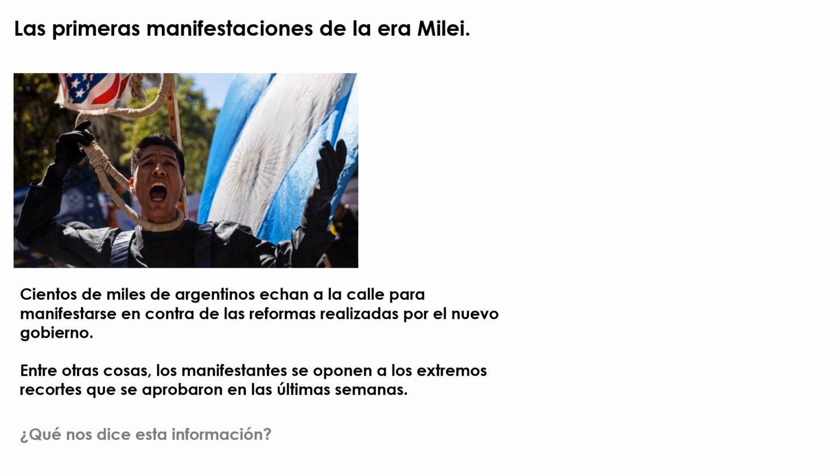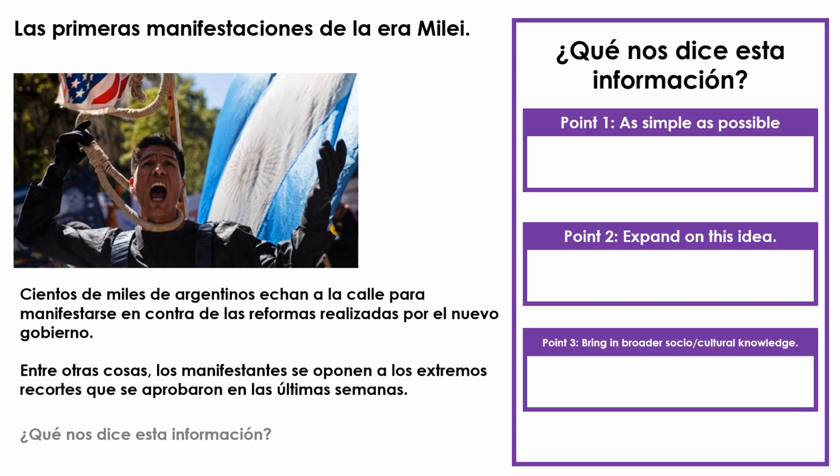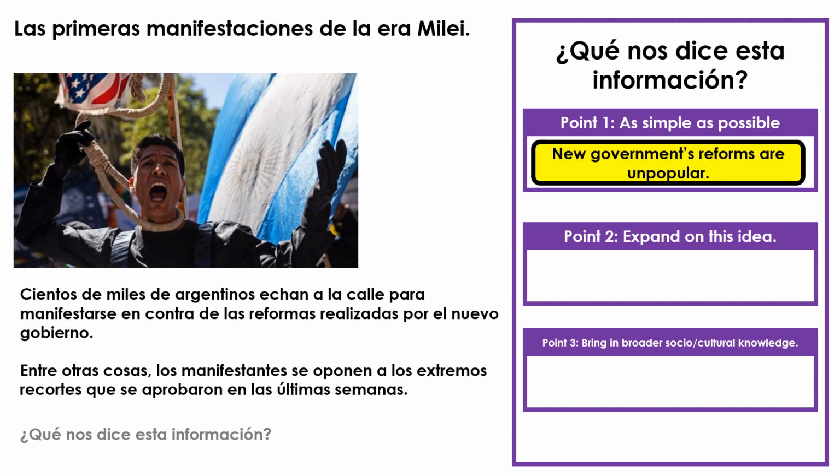Now, I think where we know that you're going to have a question along these lines, it makes sense to follow a pattern as you plan for this. The pattern I suggest is you make 3 points. First one, as simple as possible, just to say, what does this information tell us? You can then expand on this idea and bring in later broader socio-cultural knowledge about the issue at hand. So as simple as possible here, if people are protesting against these reforms, what does it mean?